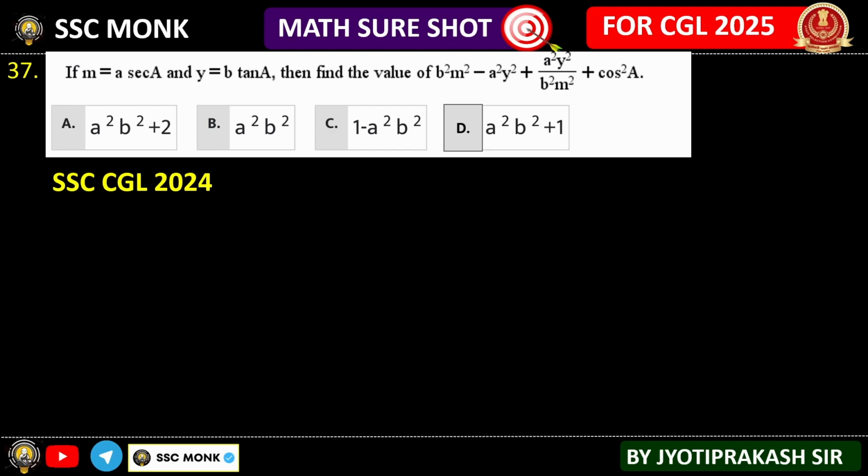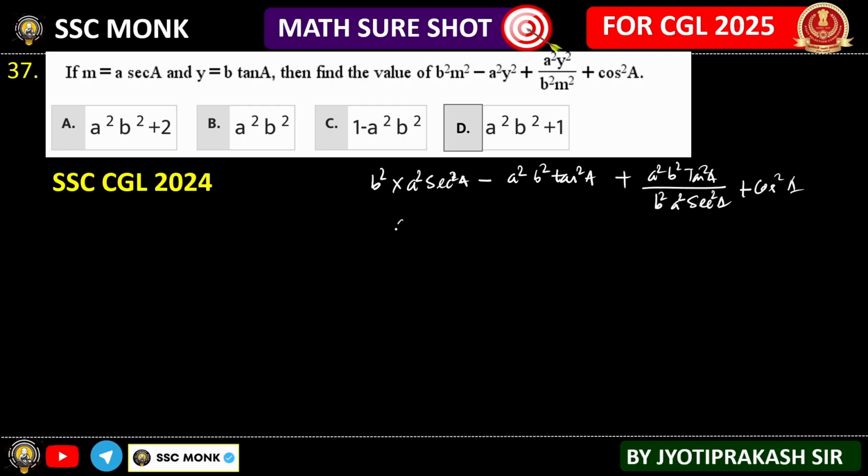m is equal to a sec A, y is equal to b tan A. Then find the value of b²m² minus a²y² plus a²y² divided by b²m² plus cos²A. Simple. I will put the value directly. So it is written as b² into m², a² sec²A, minus a² into b² tan²A, plus a²y², a²b² tan²A, divided by b² a² sec²A plus cos²A.